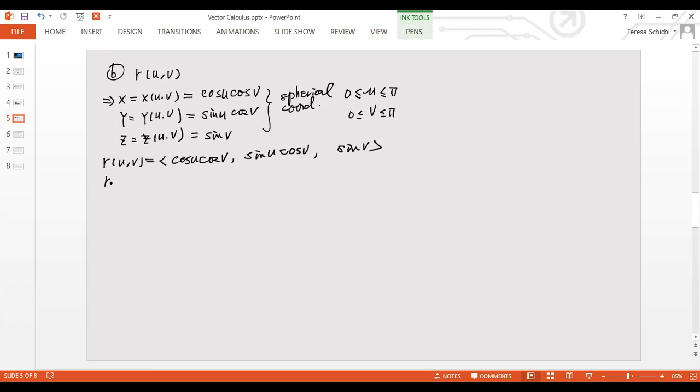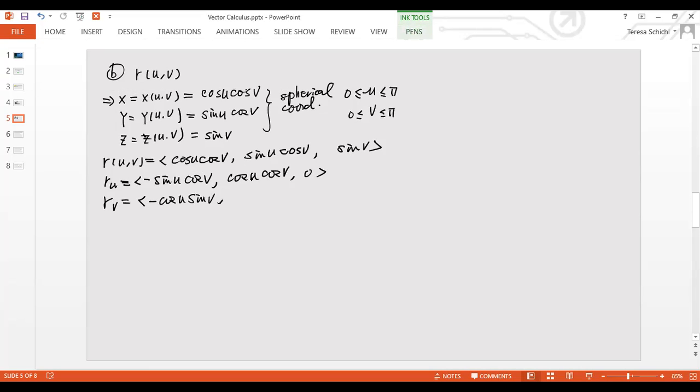Okay, so now we do the partials like we did before. So first is the partial with respect to u. This will give you negative sine u cosine v, right? Then this one, differentiating with respect to u, will become cosine u cosine v. This one with respect to u will be 0, good. Now I do the partial for v. Let's take a look at the partial for v.